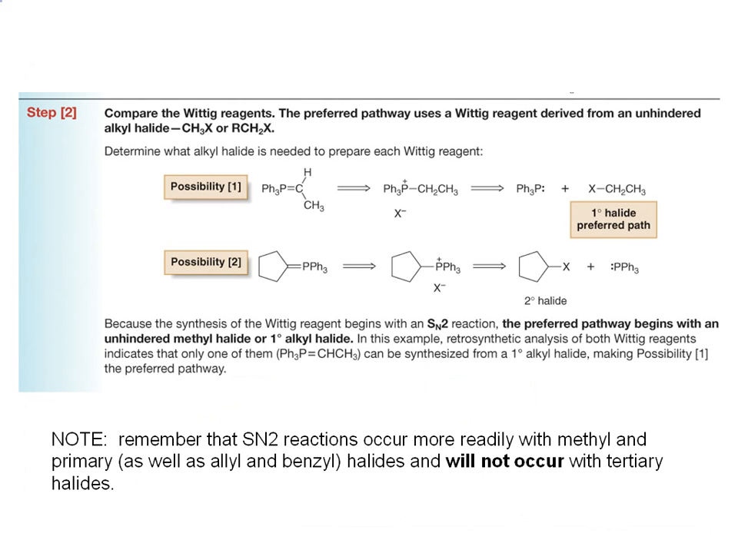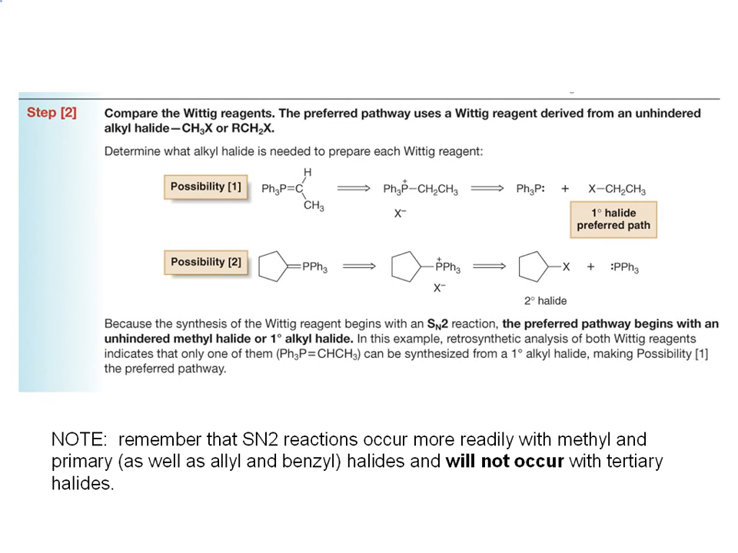Well, I would choose possibility number one, because you can make that via the reaction of a primary alkyl halide in the Arbuzov SN2 reaction. Okay, and primary halides react more readily in SN2 chemistry than secondary halides. And remember, tertiary halides don't react at all.